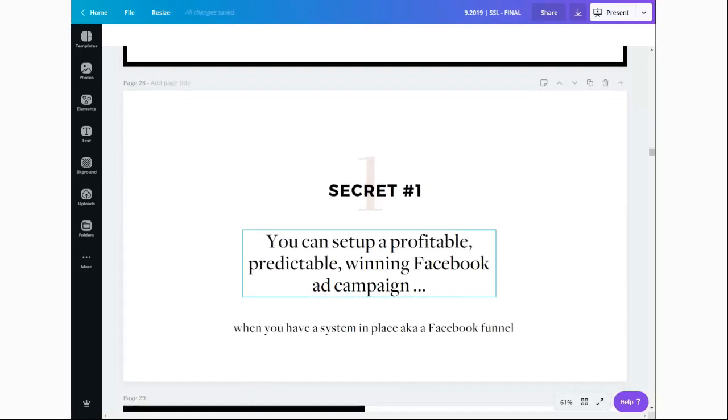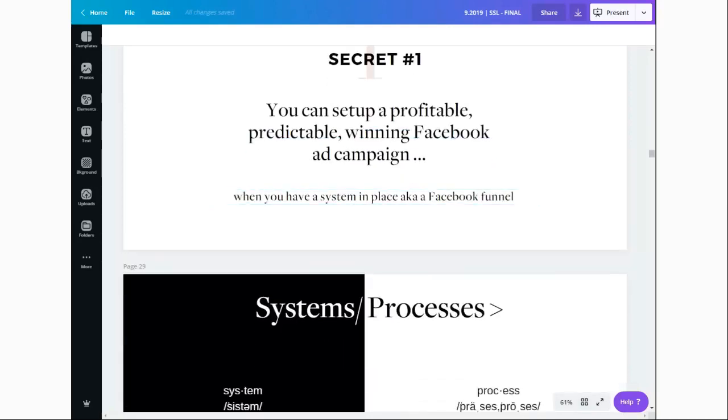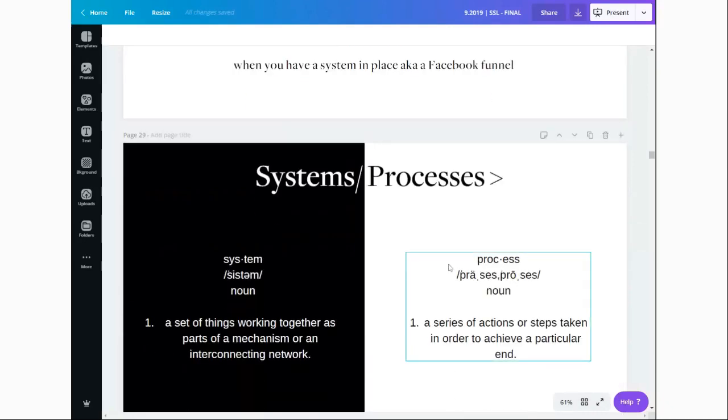You can set up a profitable, predictable, winning Facebook ad campaign when you've got a system in place. AKA a funnel. I know you guys have heard of funnels. I know a lot of you out here probably have funnels, but if you're not hitting your income goals, then something needs to change. Something needs to be refined or edited or just taken a second look at, because if your funnel is not bringing in the money, something's not right.